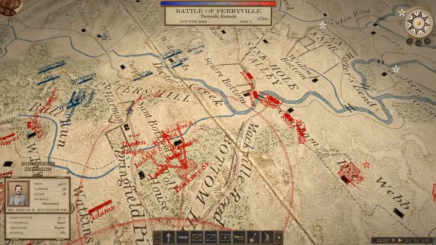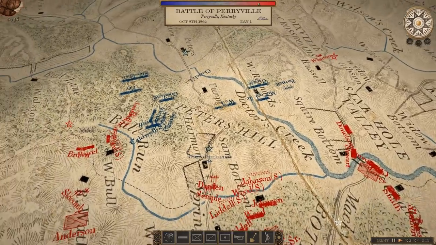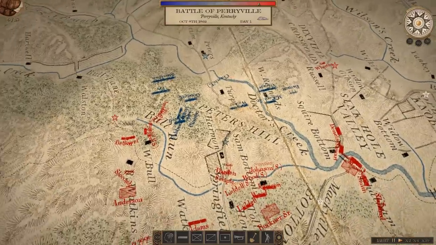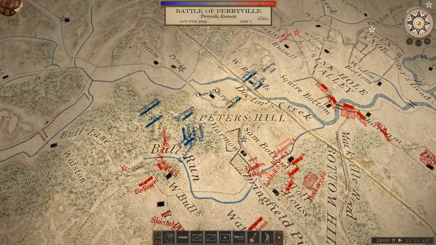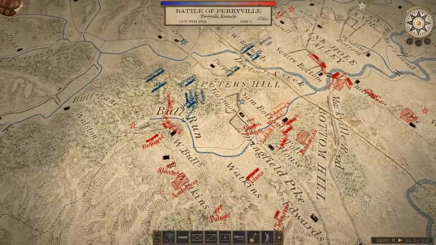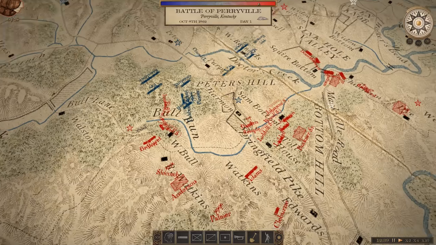Now I'm ordering Buckner forwards, and looks like the enemy unit here, probably a corps, is deployed so that the center is at Peters Hill, left flank is on the other side of Doctors Creek, which is of course a good thing for us because it's hard to support them there, and his right is quite strong here in the forest.